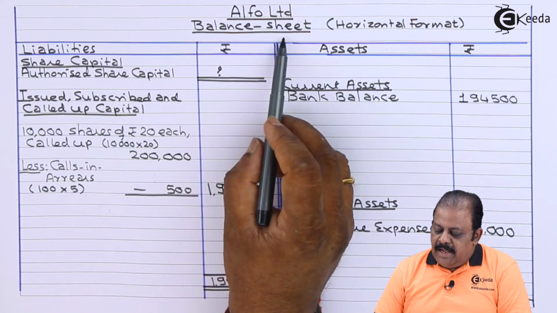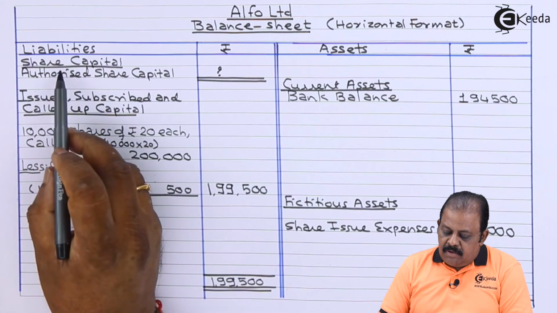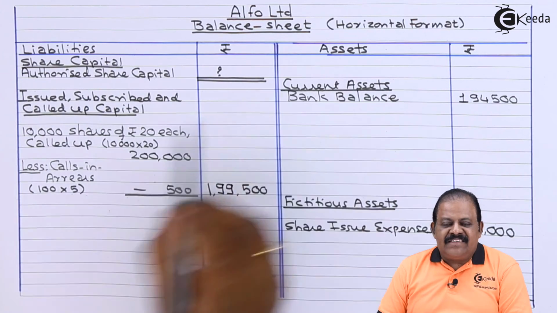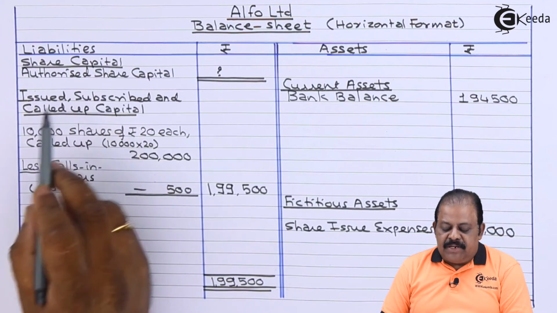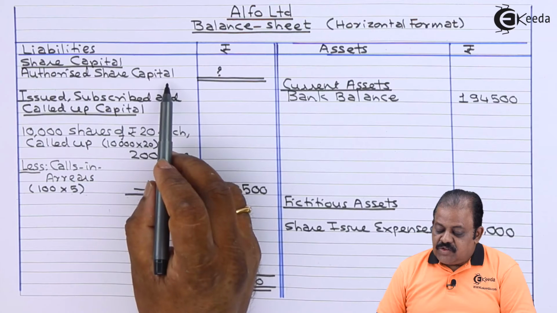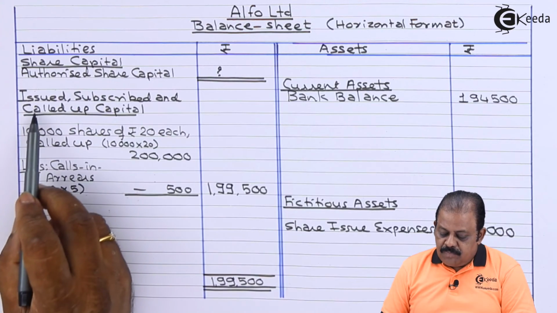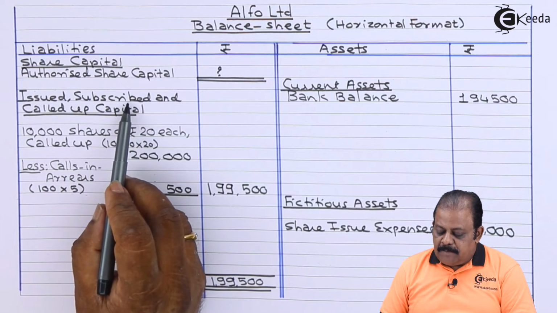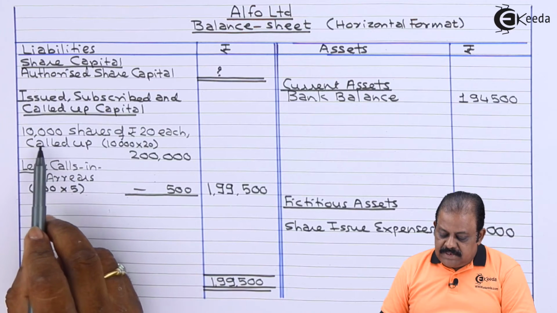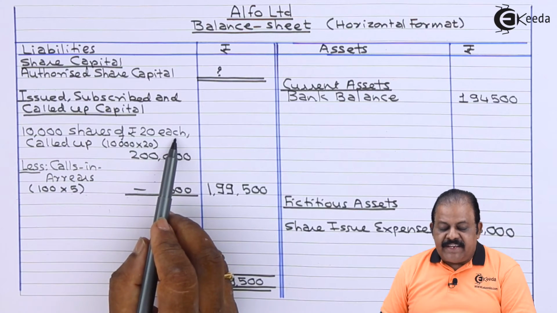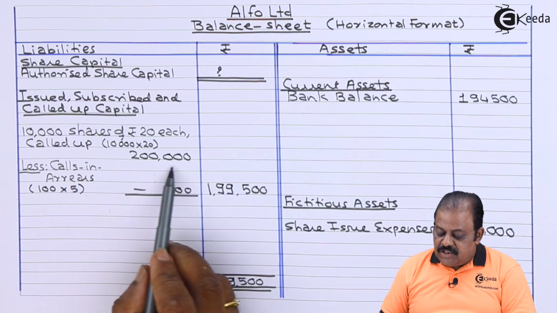Alpha Limited balance sheet in horizontal format. Liabilities, assets. On liability side, first item is share capital. Authorized share capital is not given, so we have put a question mark over here. Issued, subscribed and called up capital: 10,000 shares of rupees 20 each. All calls are made, so called up capital is 2 lakhs.